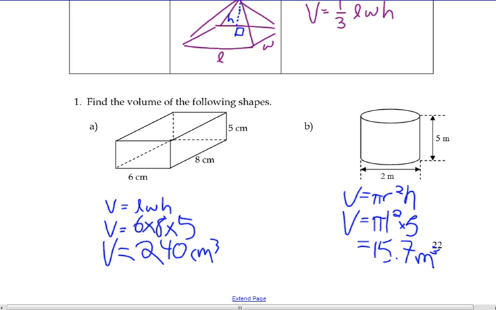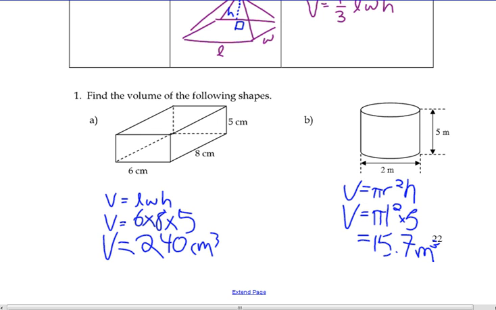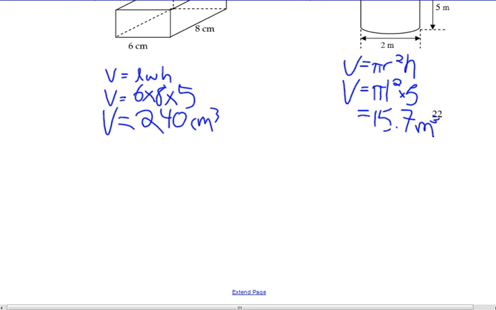Meters cubed. Okay, I have a question for you. What if this rectangular prism was changed into a pyramid? How could I quickly get my volume? Multiply by 1/3 or divide by 3. What's 240 divided by 3? 80. 24 divided by 3 is 8. So if it was a pyramid, it would be 80 centimeters cubed.